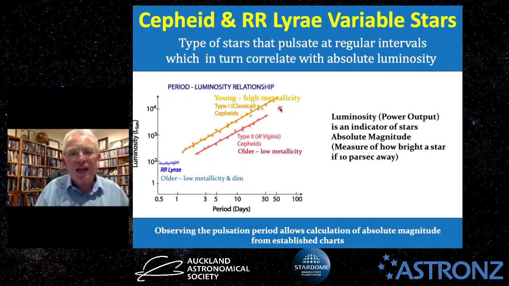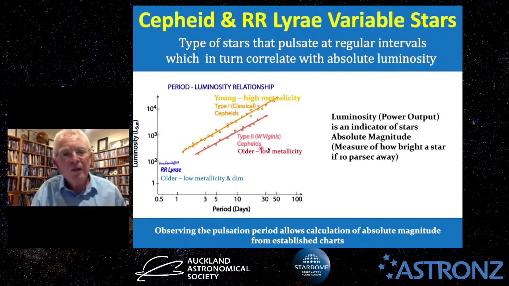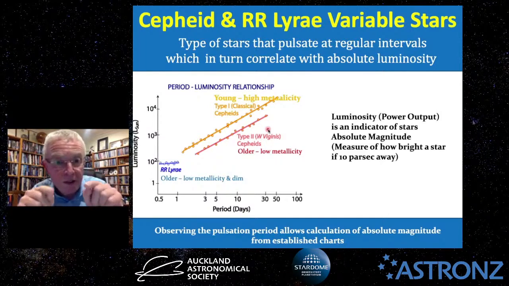So the type 1s are much younger, a few generations on, so they've got high metal content. Then you've got type 2 Cepheids, and they tend to be older stars of lower metallicity. And as you can see here, for a given period for their cycle, they're that little bit dimmer. But it's really important, the reason I mention this, that you know when you're looking at a star, if you're looking at a type 1 or type 2.